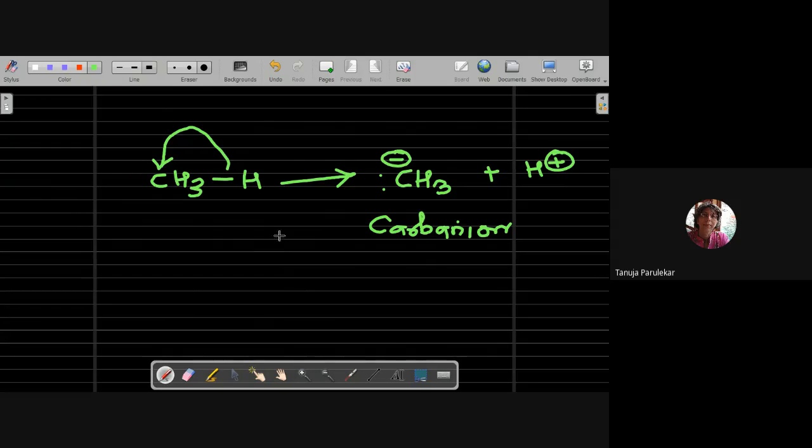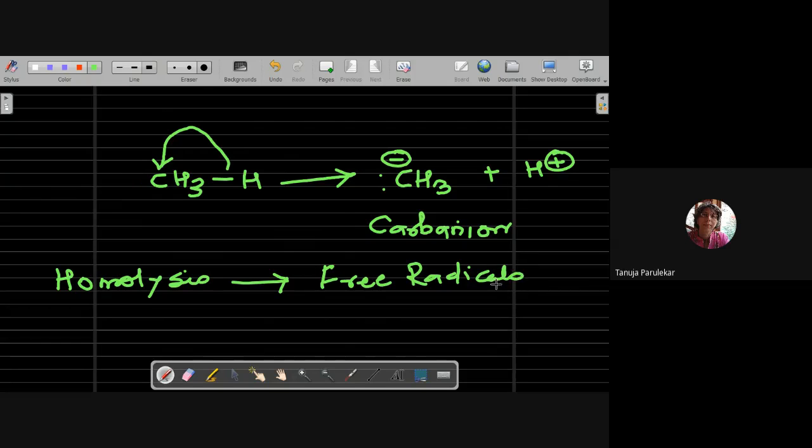First one was formation of carbocation. So you have homolysis wherein equal sharing of electron pair takes place, and here free radicals are formed, free radicals. Then it is a non-polar reaction, non-polar.